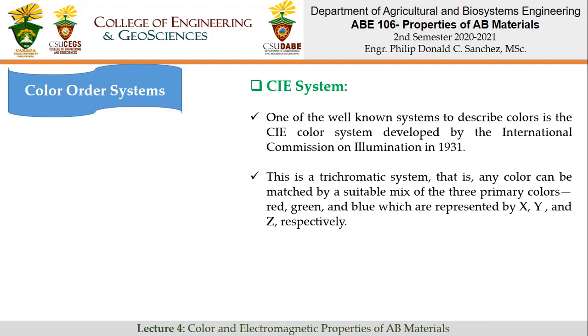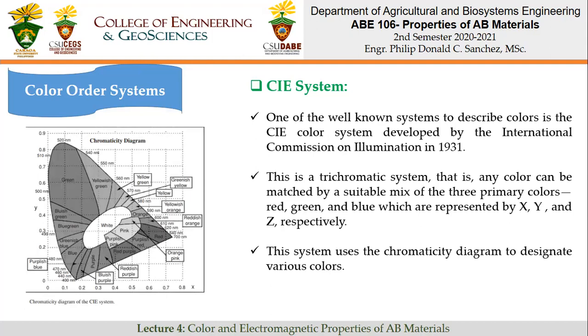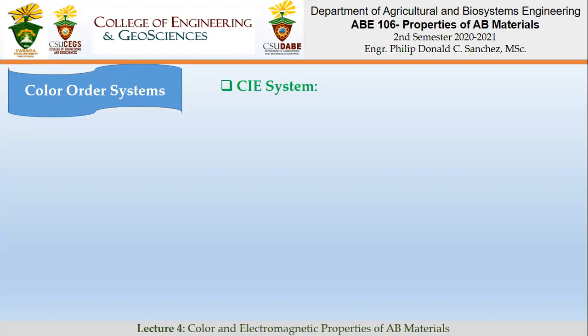We have 3 primary colors, red, green, and blue, but we can still get the difference from the red, green, and blue, or from red versus yellow, red versus orange. We can get that in the CIE system, where XYZ characteristics or XYZ proportioning are measured. The system uses the chromaticity diagram to designate various colors. We can see how it is grouped according to the color grouping, based on the primary colors red, green, and blue.